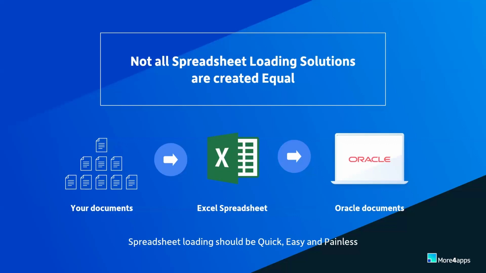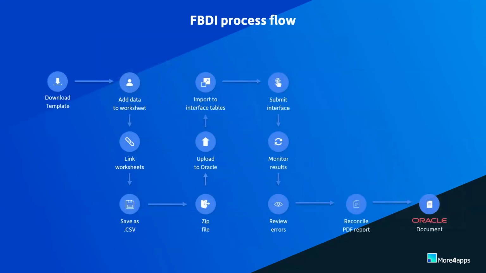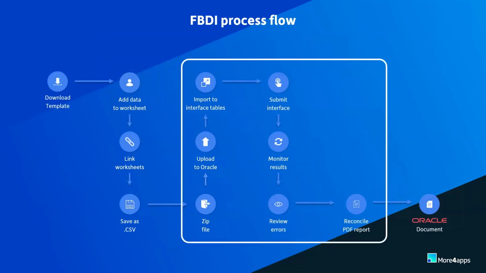We have to step out of the spreadsheet and guide the FBDI loading process via a whole bunch of other steps in the Oracle front end, completely outside the spreadsheet. And those are not trivial steps, by the way. So this is the FBDI process flow, and it's pretty convoluted. This is the data entry bit in the spreadsheet. But then the whole of the loading, feedback, and error reconciliation process is done outside the spreadsheet.